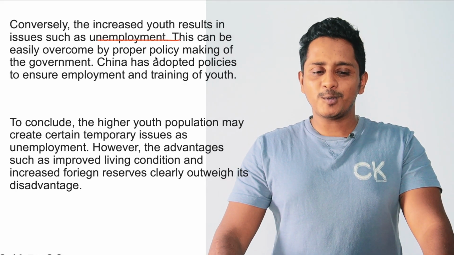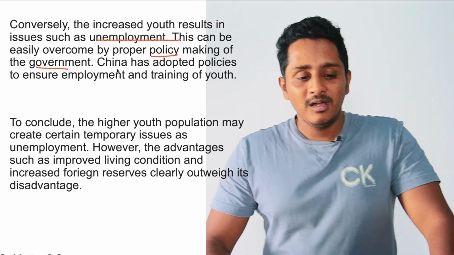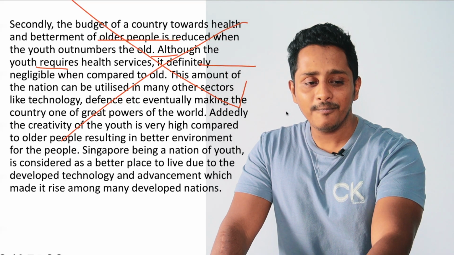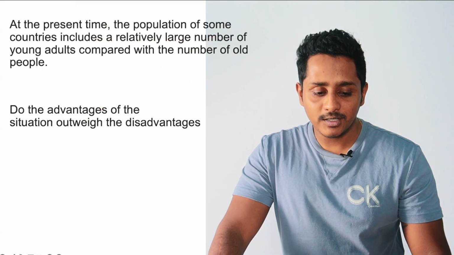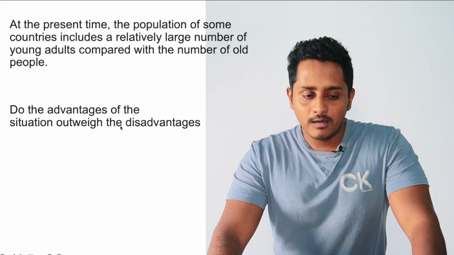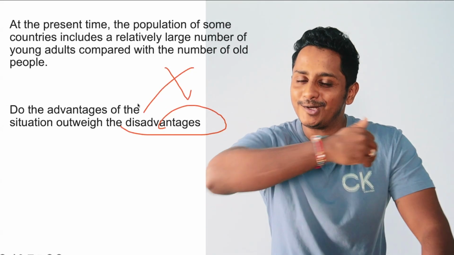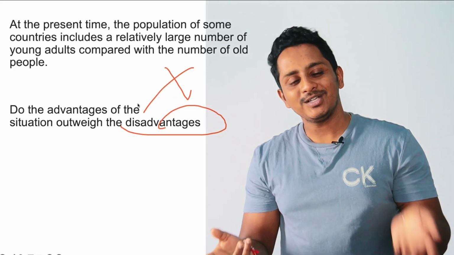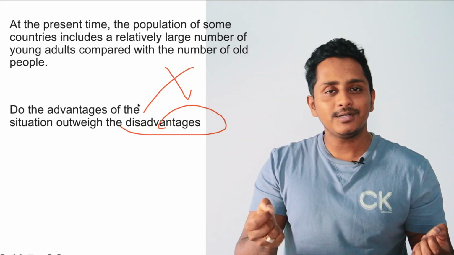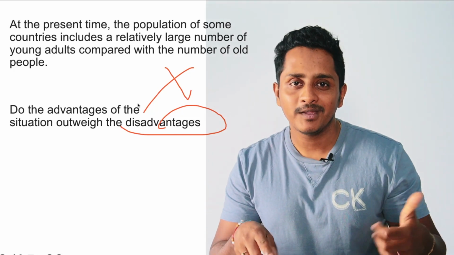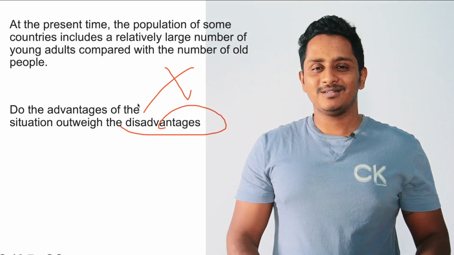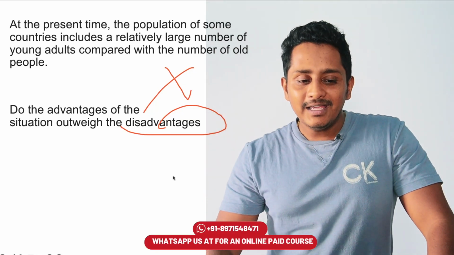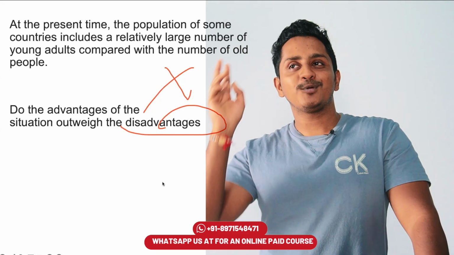This can be easily overcome by proper policy making of the government. Like what? China has adopted policies. What policies? This entire thing is wrong. So meaning, pay more attention. This has not been written at all. Wrote in 2 lines, small lines. Where is coherence? Idea is also wrong. You perhaps should write that when there are more young and less old, you don't get enough people to give you direction. There are very few people to share their experience. That is the disadvantage. Here the disadvantage, it increases the problem of unemployment.